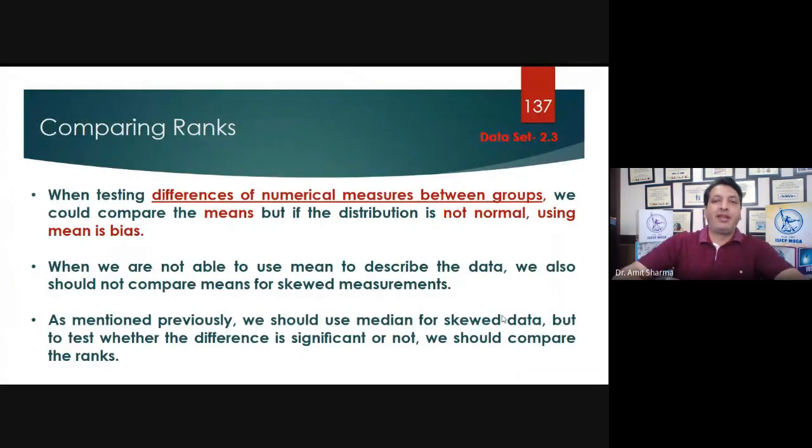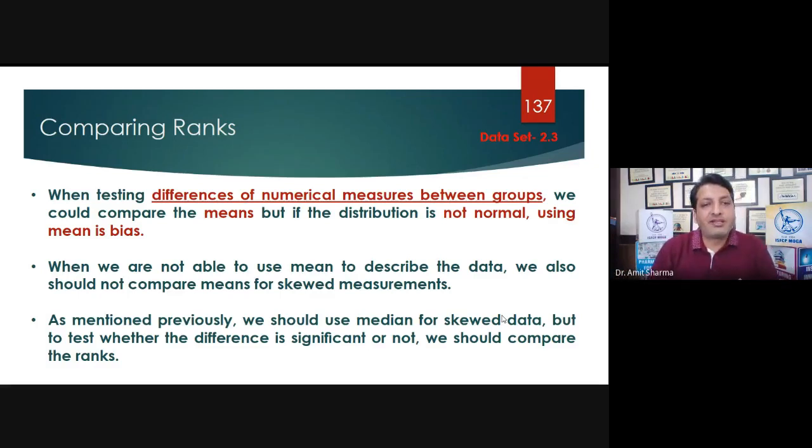So, the second test which we are going to discuss today is Mann-Whitney U. Now, what was the significance of this test? Actually, we are going to compare the ranks in this test. Now, why is this test chosen as compared to other tests, and what was the rejection rate?